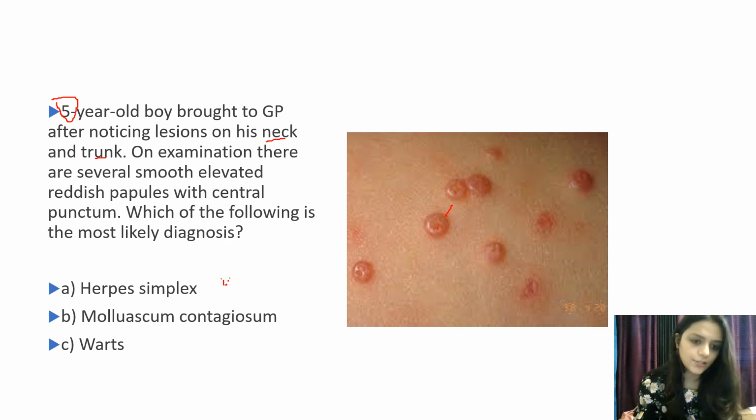Again, molluscum contagiosum. The presentation is like this: it is usually seen in children. It can be seen in adults, but usually in an immunocompromised state, like when the patient has HIV. Only in those cases do we find molluscum contagiosum. Again, this is actually caused by a pox virus.